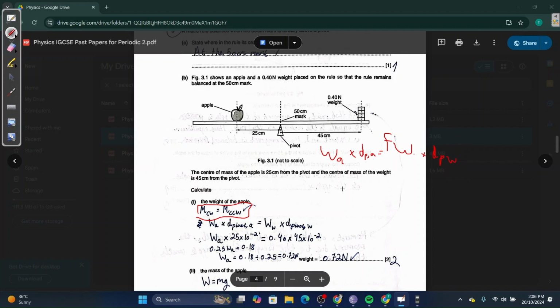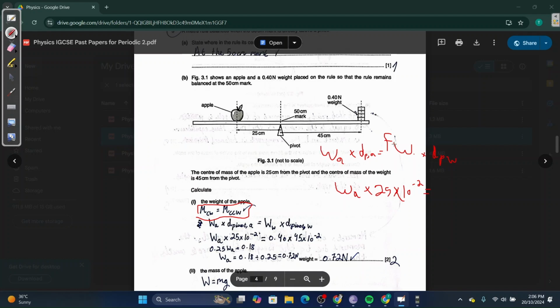Okay, there we go. Now you substitute in your numbers. You don't know the weight of the apple, but you know the distance, which is 25 centimeters. We change it to 0.25 or 25 times 10 to the power of negative 2. Keep it that way. Just remember the conversion factor. That way, when you're converting mentally, you might make a mistake, but when you do it on a calculator, it won't.